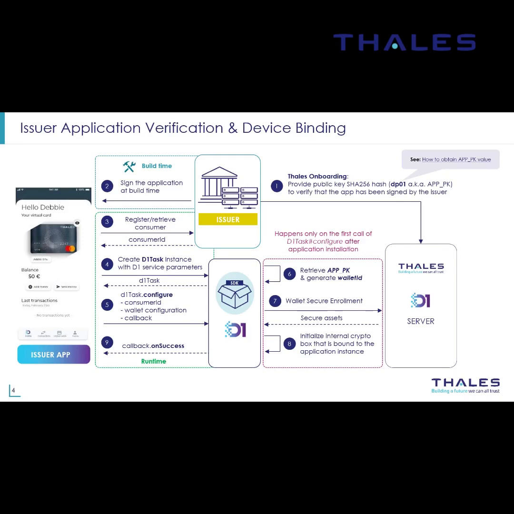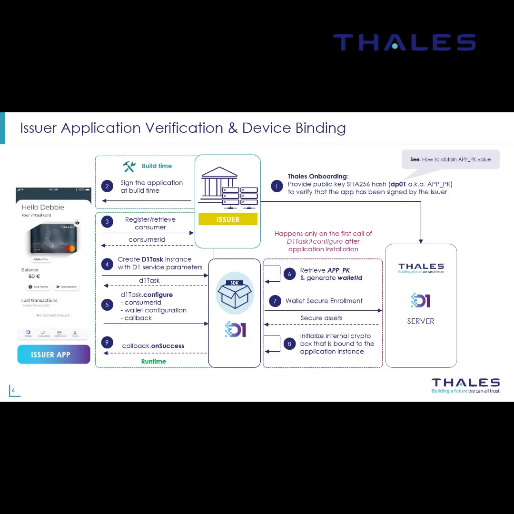After the onboarding phase is done, the application should be signed at build time. Then the issuer application should send the register consumer request to the issuer backend. The issuer backend will return consumer ID. After that, the application creates D1 task to initialize all necessary settings for D1 SDK. The next step is for the application to provide the consumer ID in D1 task configure call to configure D1 SDK together with D1 Pay configuration parameters.